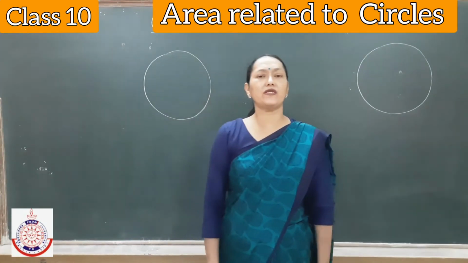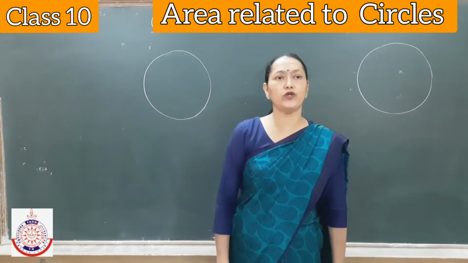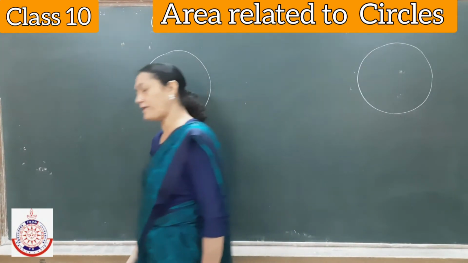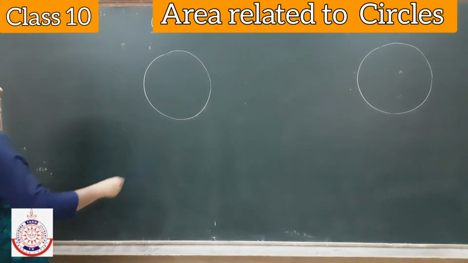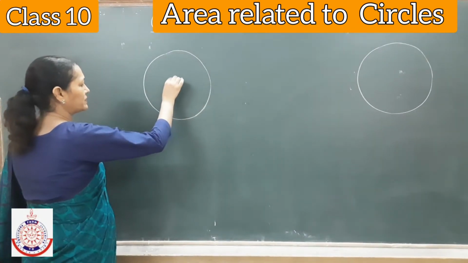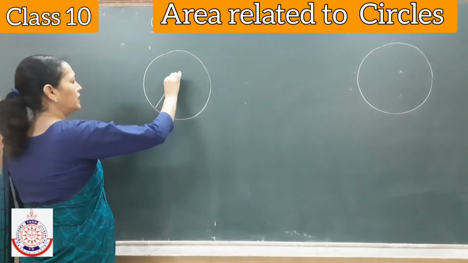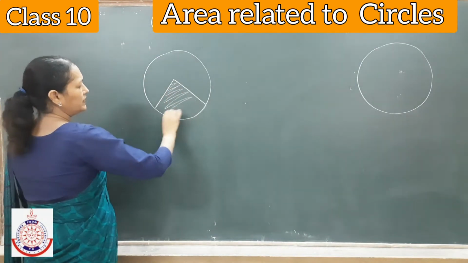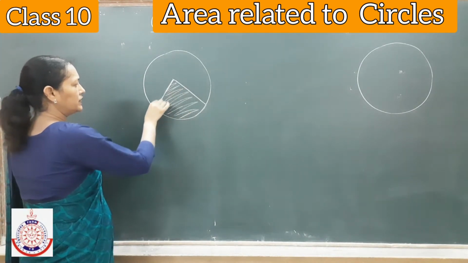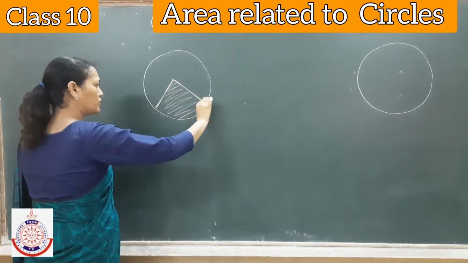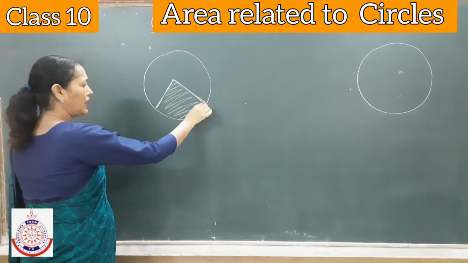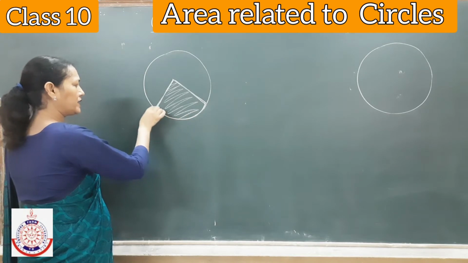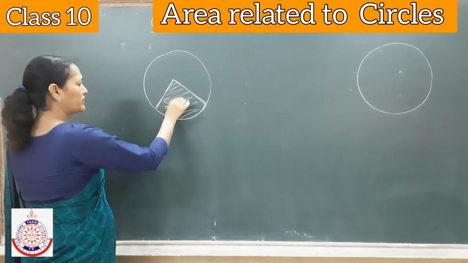Do you remember what is sector of a circle? I've told you in chapter 10, when we were doing chapter 10, at that time I've told you what is sector. Area covered by the radii of the circle, two radii, and arc of the circle is called sector of the circle.